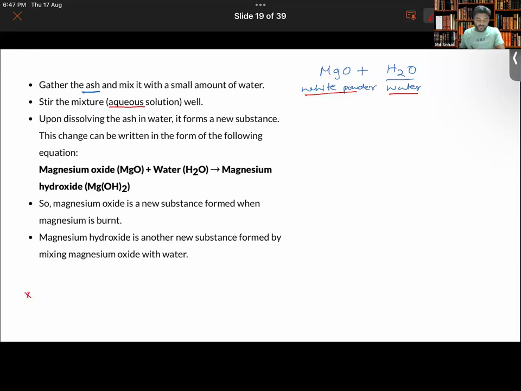Let me write it over here. What does aqueous solution mean? A solution which consists of water in it. So you will mix the solution well, and here you will see a new substance will be formed. What will be that substance? That substance formed will be magnesium hydroxide.